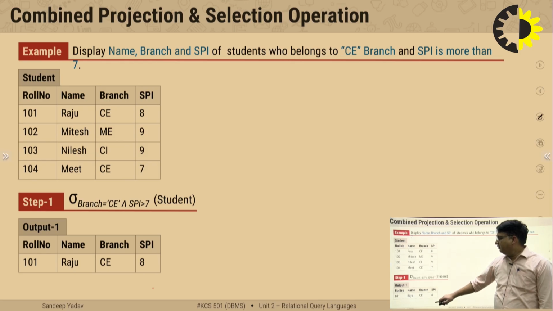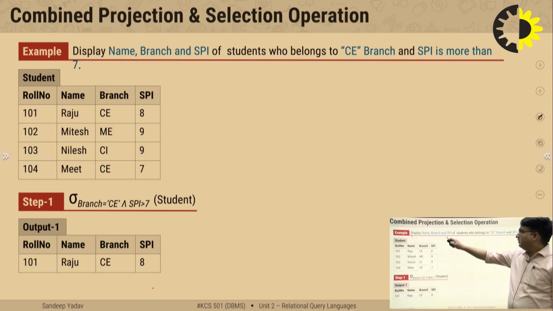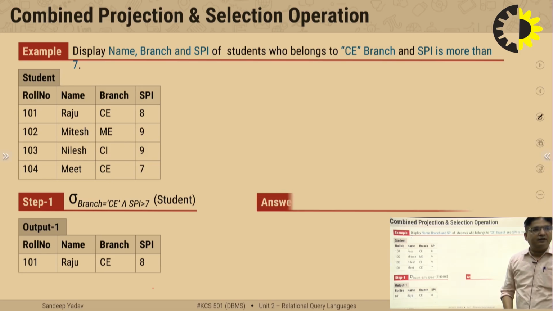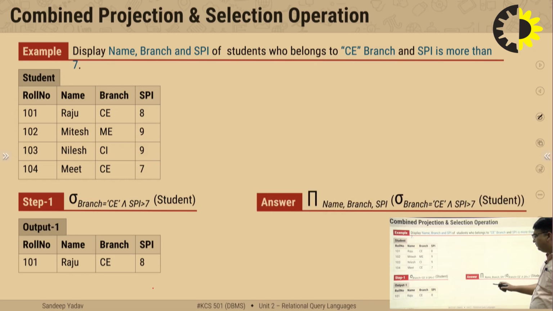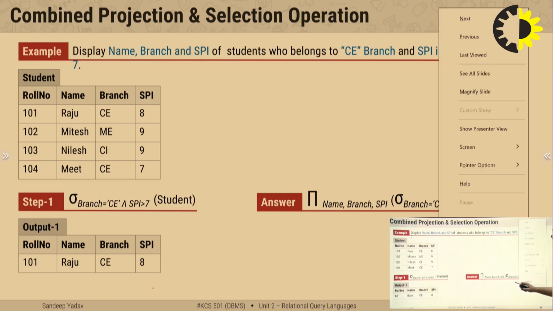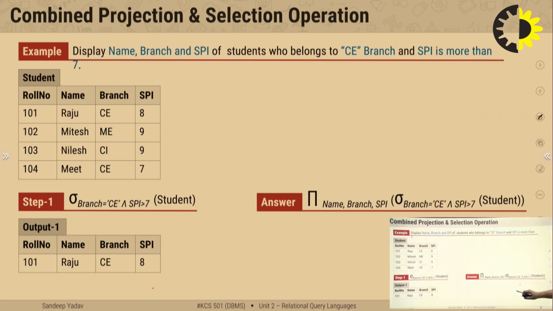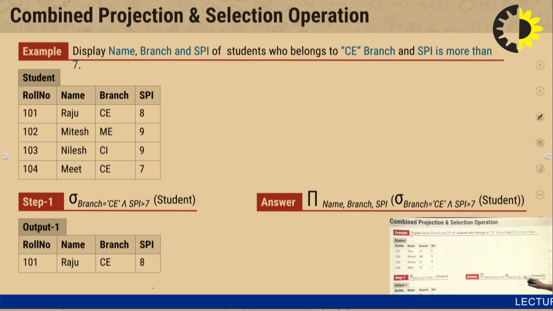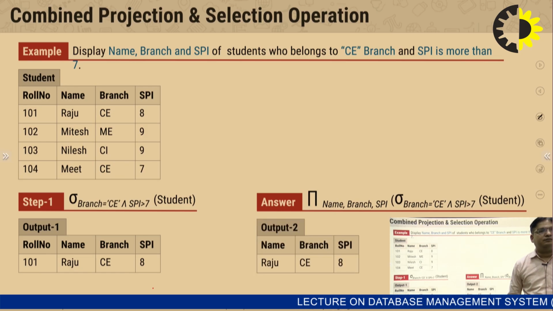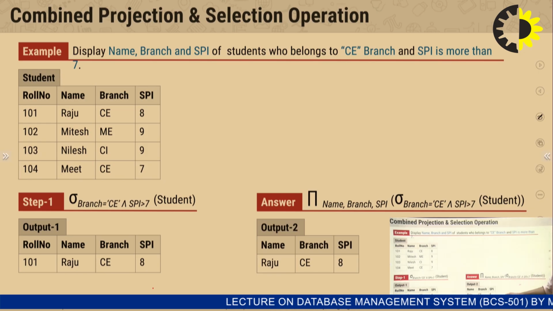Now, we are further finding these attributes. So, we will be writing the query pi, name, branch and SPI. Then the condition is being imposed through the select operator, branch equal to CE and SPI greater than 7, followed by the name of the relation student. So, this is the answer.